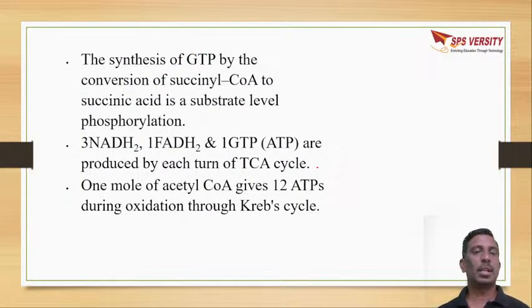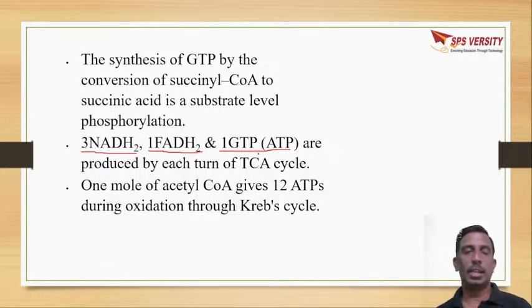In one Krebs cycle, for one acetyl coenzyme A, 3 NADH2, 1 FADH2 and 1 ATP are produced. एक एसिटाइल कोएंजाइम के वास्ते क्रेब्स साइकिल में 3 NADH2, 1 FADH2 and 1 ATP प्रोड्यूस होता है.